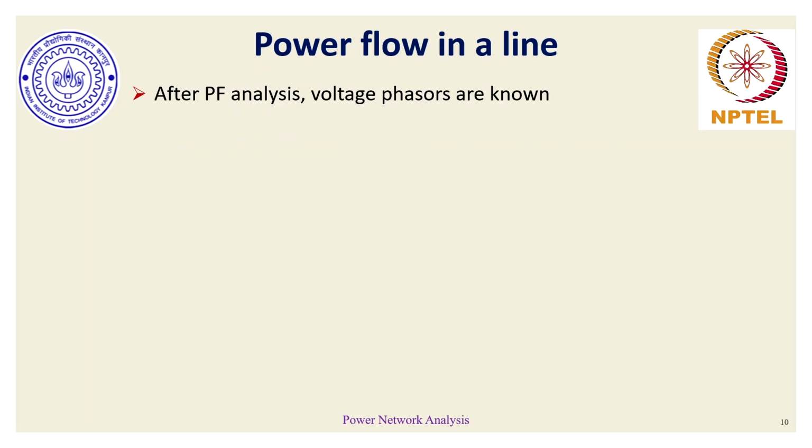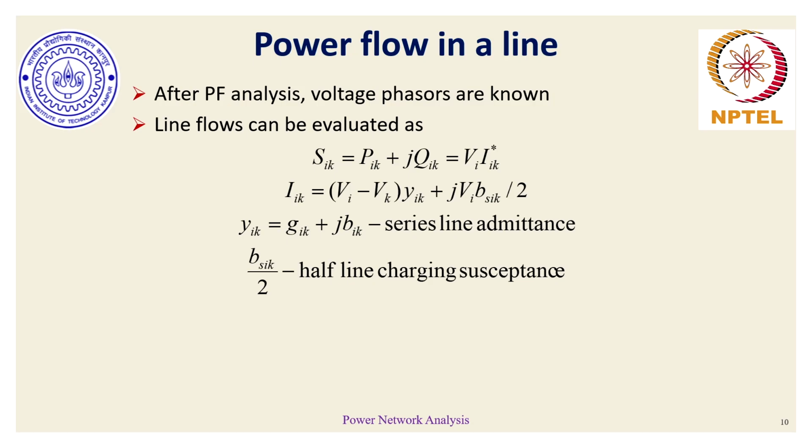So, once power flow analysis is done, voltage phases are known, line flows can be evaluated, line flow SIK, where this is the complex power flowing from bus I to bus K on the line connecting buses I and K. This is the complex power, which can again have its real and imaginary part P and Q, which is equal to the product of voltage of bus I into the conjugate of current through line IK.